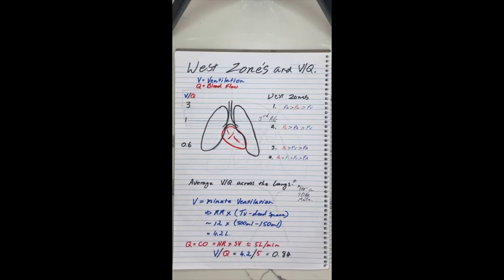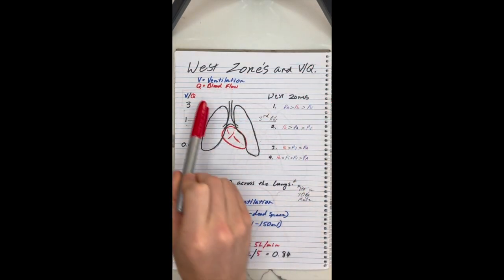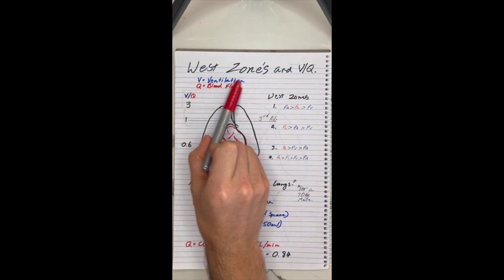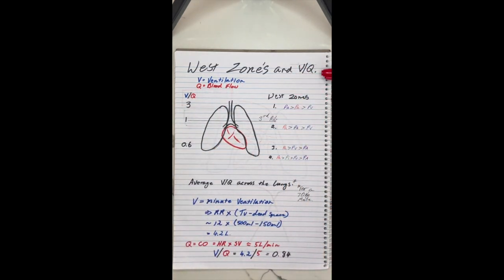I'm going to teach you a really important topic within lung physiology, West zones and VQ matching. West zones help us understand the VQ ratios within the lungs. V stands for ventilation and Q is for blood flow, and VQ ratio is how well these match. In an ideal world, you would get 1-to-1 matching.